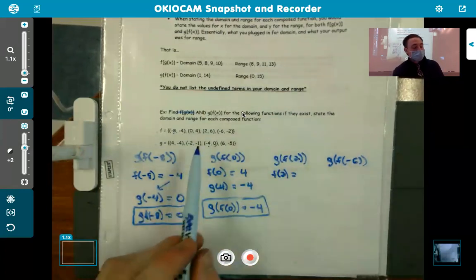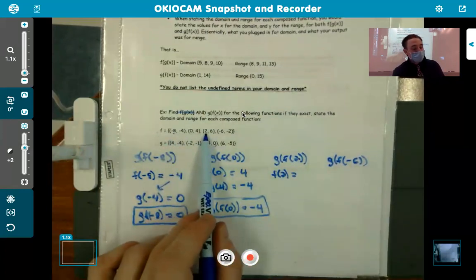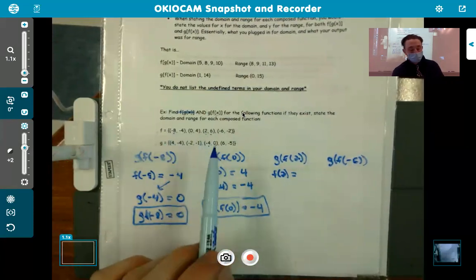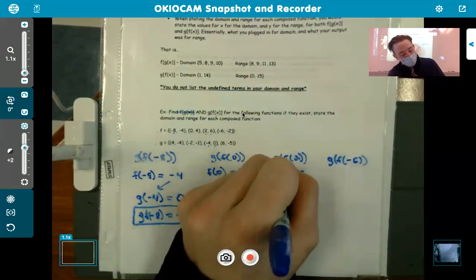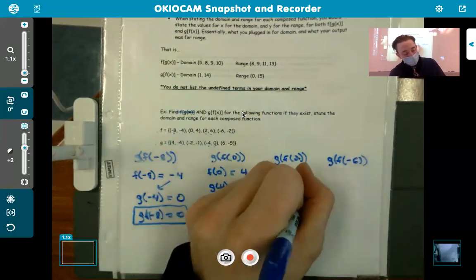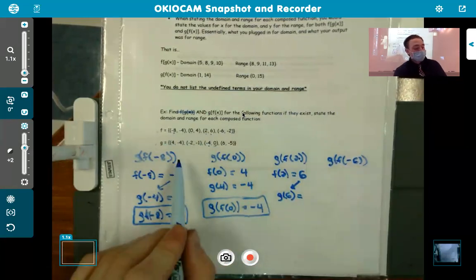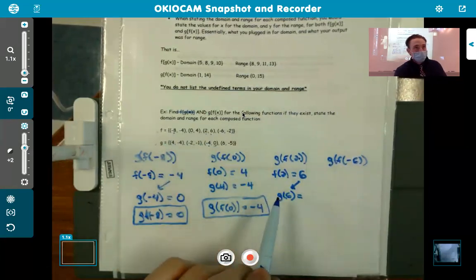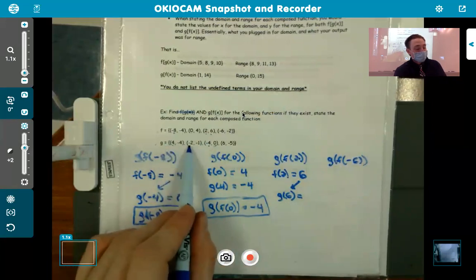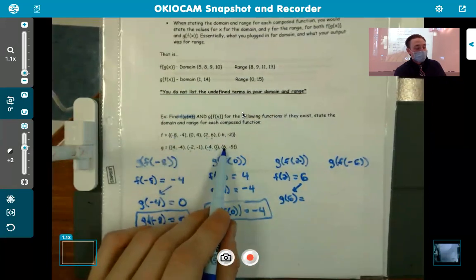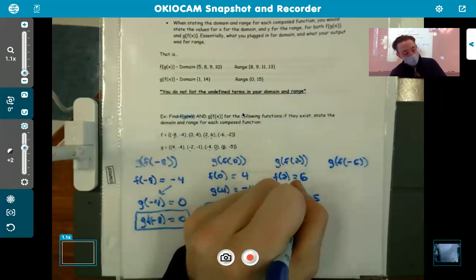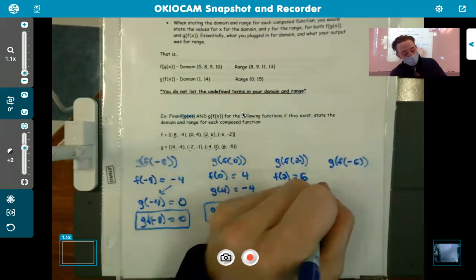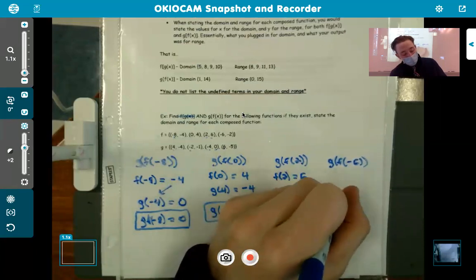Well, it's f of 2. So if I look across my value for f, I have 2. The y value is 6. I take that 6 and I look for g of 6. Well, if I look across my table, what's the y value for g of 6? -5. So then g of f of 2 is -5.